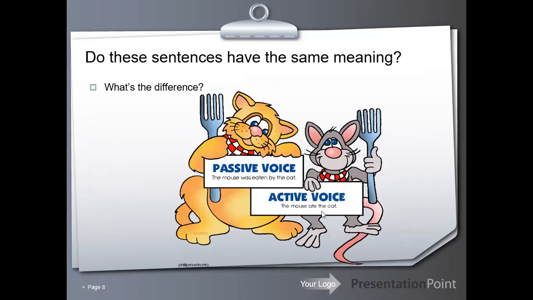Well, getting back to the topic or to the sentences above, right? Do these sentences have the same meaning? Nuevamente, ¿tienen el mismo significado? No, right? It is not the same, right? So, the mouse was eaten. The mouse ate. Las dos oraciones están en pasado. Sí, las dos están en pasado. Pero quien comete la acción, o quien se come a quien, es la gran diferencia. ¿Ok?